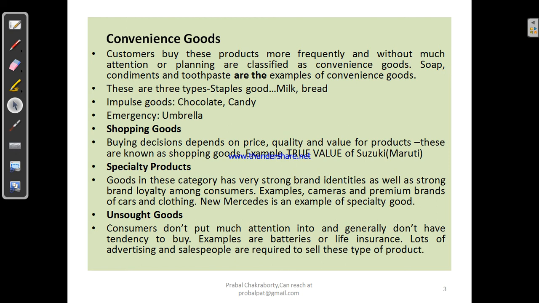When you are talking about unsought goods, that means consumers do not pay much attention and generally do not have a tendency to buy. Examples are batteries or life insurance. A lot of advertising as well as sales people involvement is required to sell this type of product, because generally we do not try to buy these things unless and until it is required. So this is important.